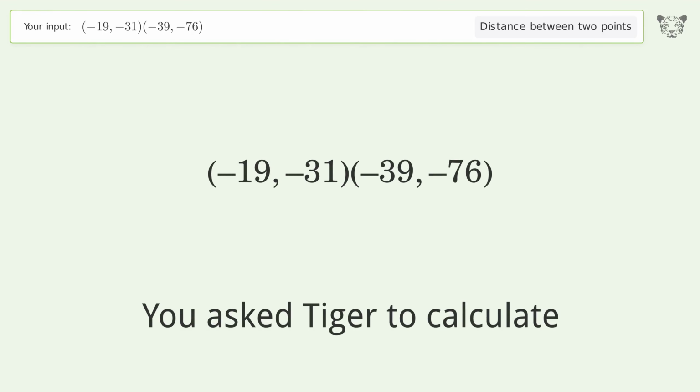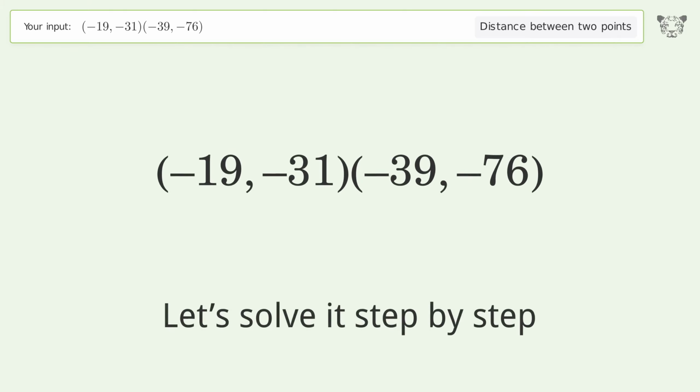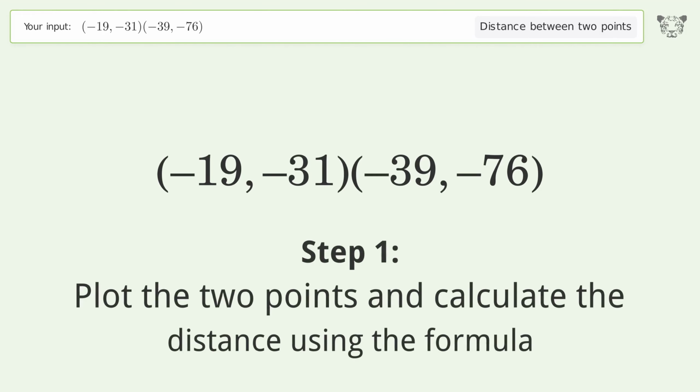You ask Tiger to calculate the distance between 2 points. The distance between the 2 points is the square root of 2425, or 49.244. Let's solve it step by step. Plot the 2 points and calculate the distance using the formula.